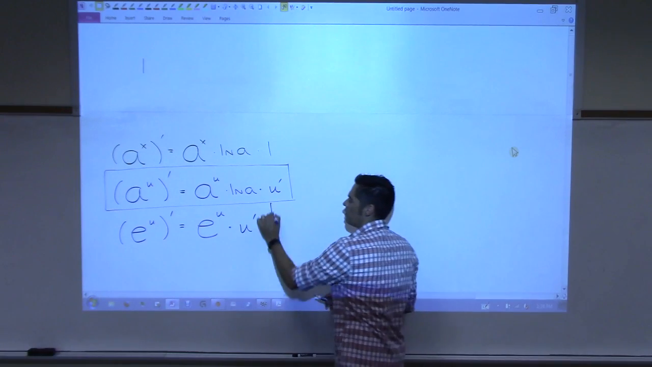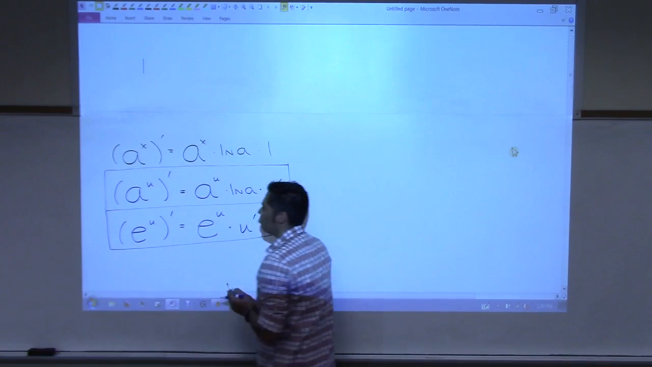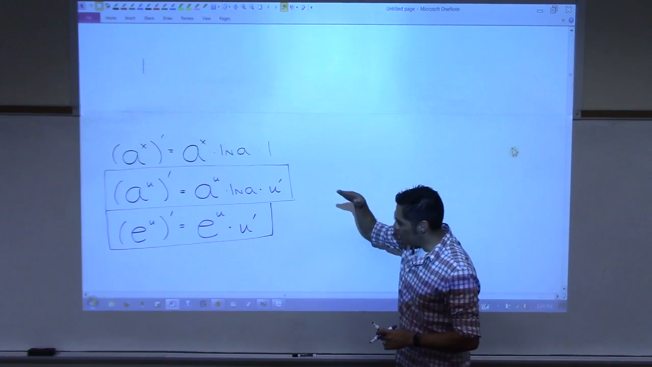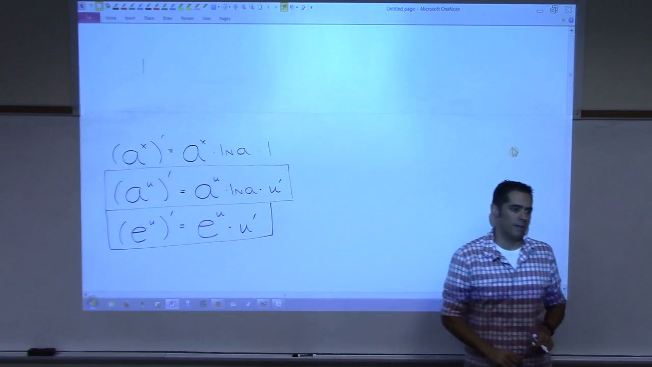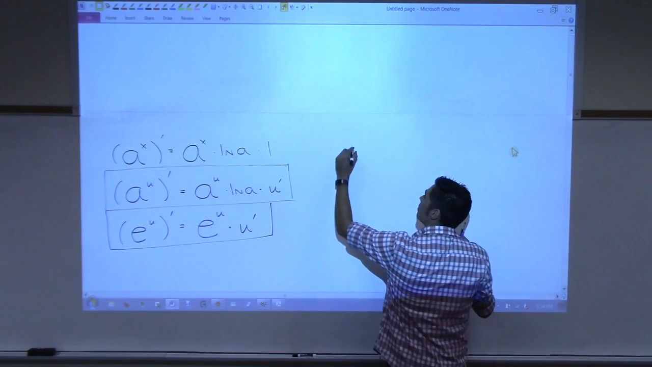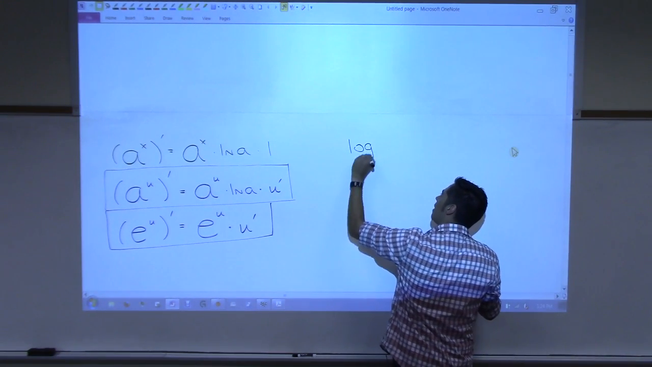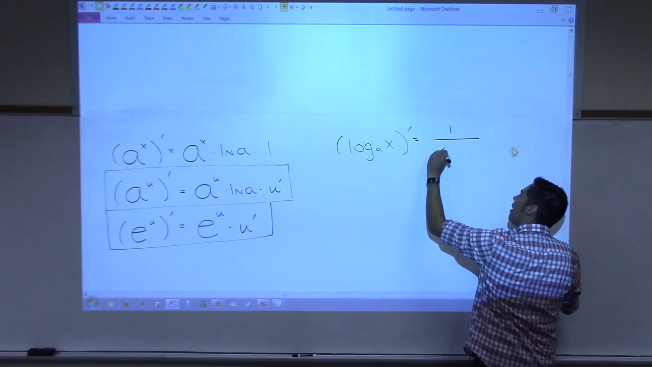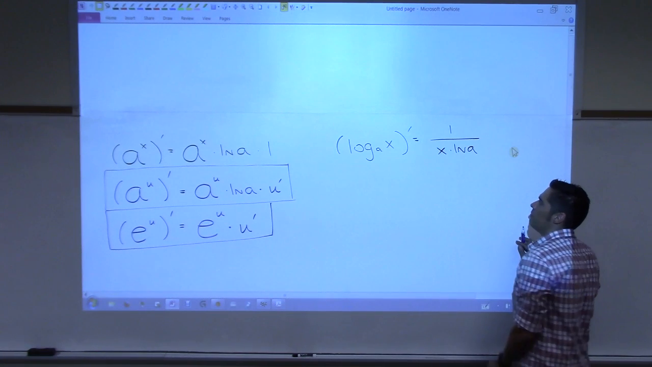So these two formulas are very general formulas for the derivative of any exponential function, and then specifically the derivative of the natural exponential function. We could do the same thing with the logarithms. I said if you had log base a of x, the derivative of this was 1 over x times natural log a.